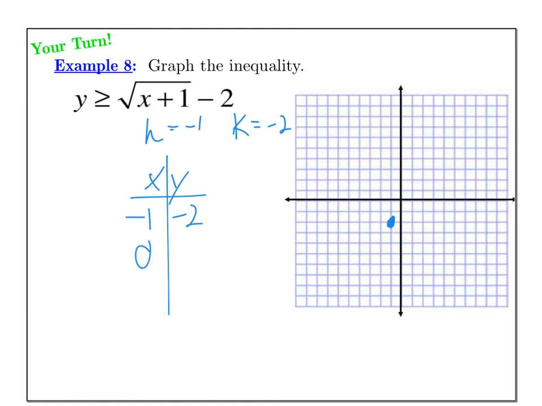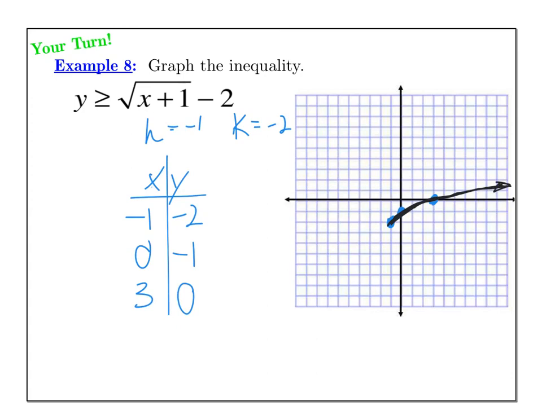0 plus 1 is 1. The square root of 1 is 1. Minus 2 is -1. The next one up is 3 plus 1 is the square root of 4. 2 minus 2 is 0. Oops. 3 comma 0, rather. And we're going to connect it with a solid line. Something like this. And there you have it.